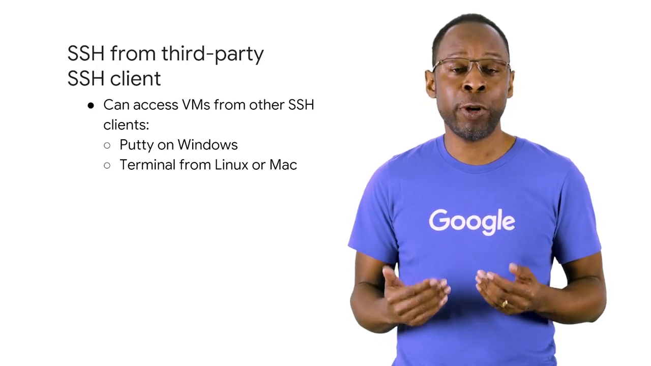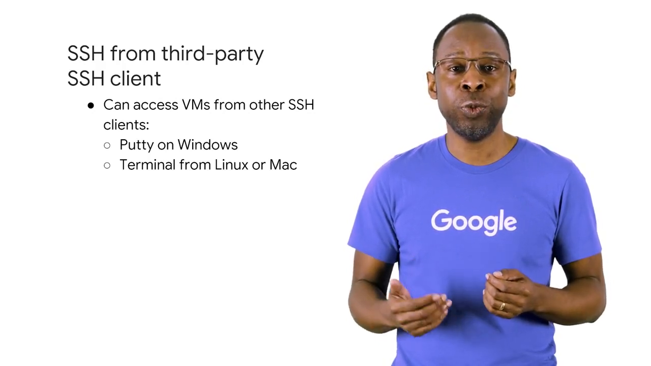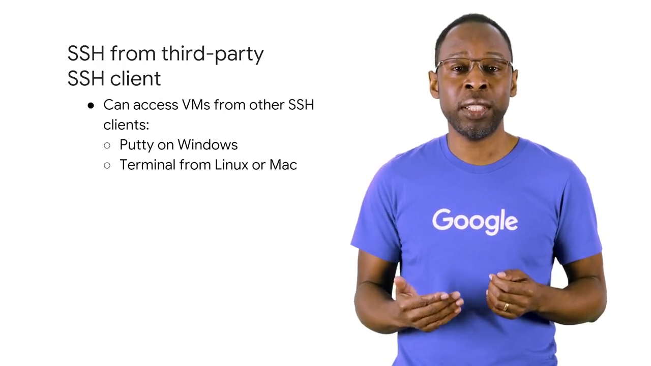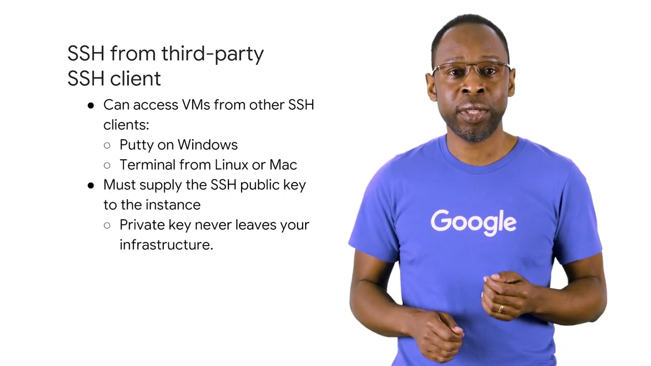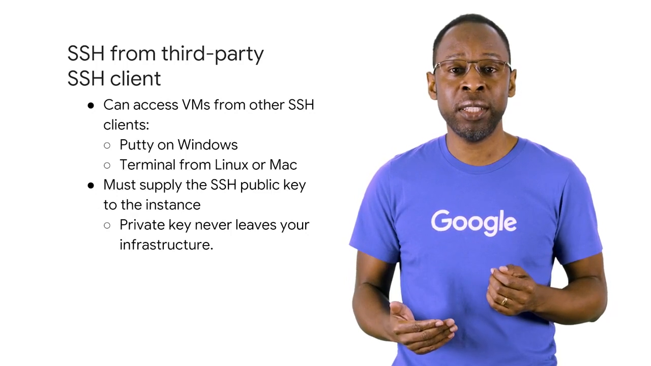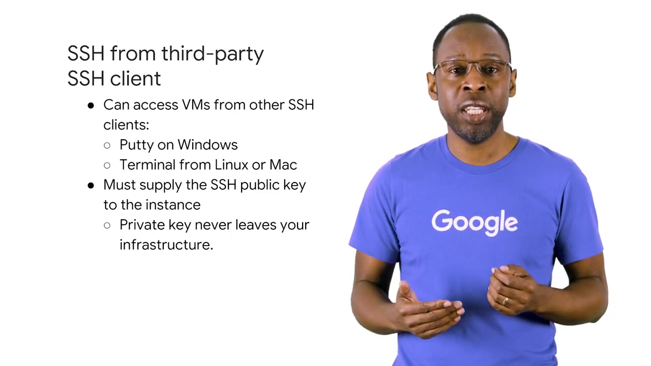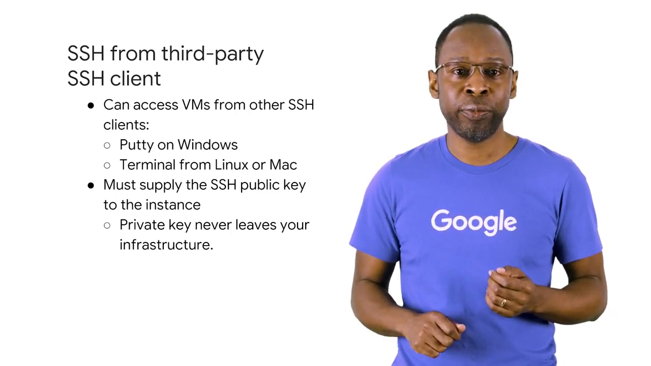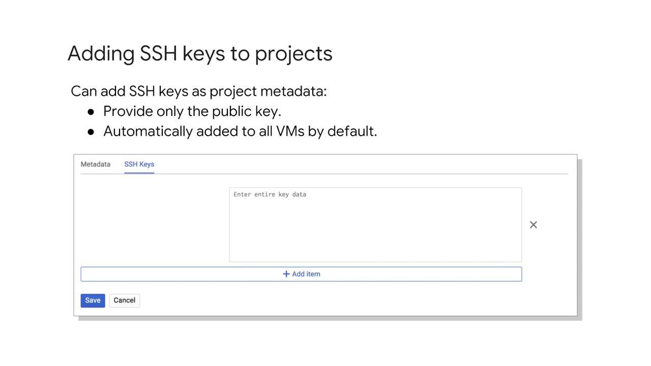Note the SSH keys to be used in this case are managed outside of GCP. You can manually create your SSH key pairs using tools like PuTTYgen or ssh-keygen. The public key must be provided to the instance that you wish to authenticate against, but your private key never leaves your infrastructure. The public key is provided to the instance using the project metadata. The project metadata can be accessed in the GCP console from the Compute Engine dashboard. Simply select the Add Item option and upload your public key.